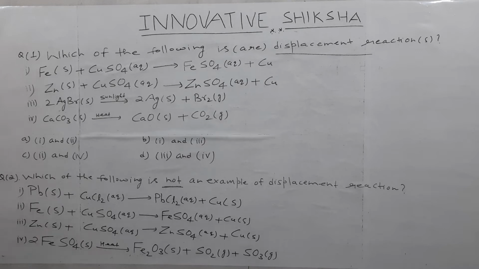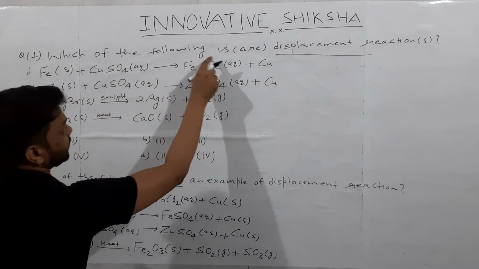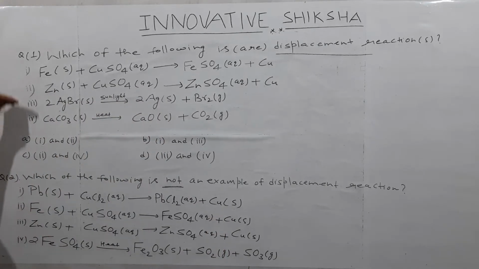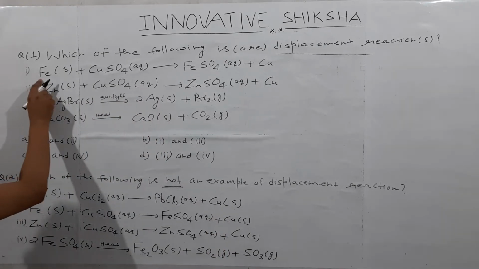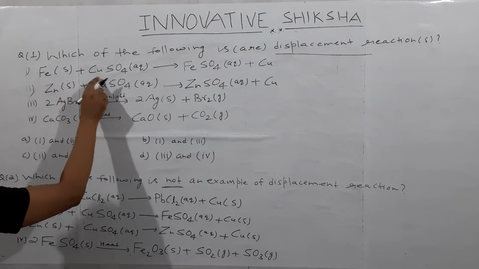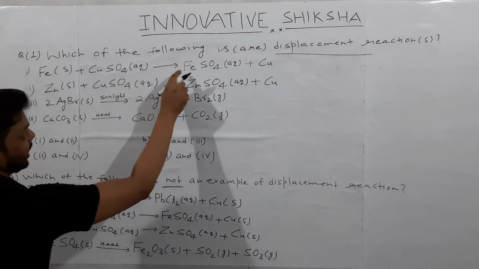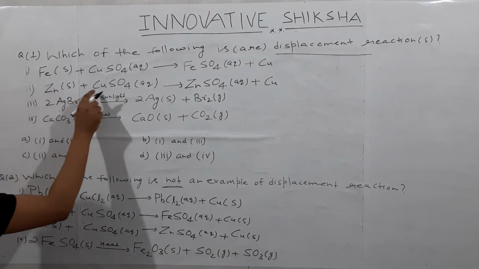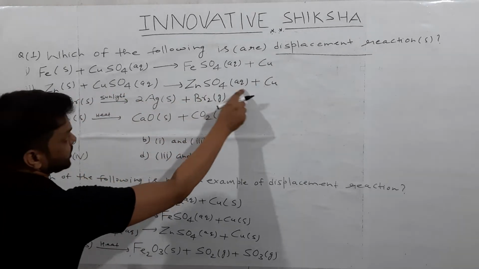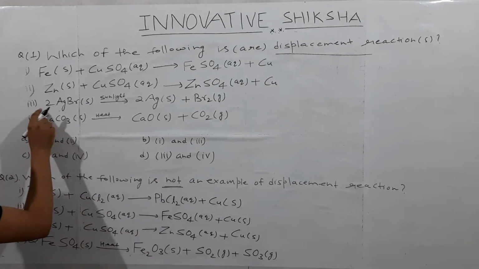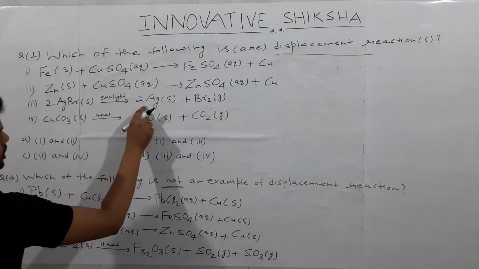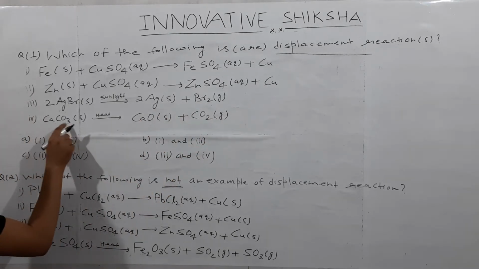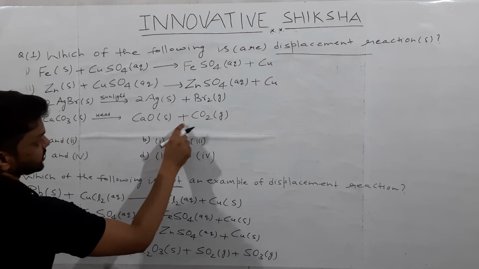The first MCQ says, which of the following is or are displacement reaction? You have four equations. The first equation is Fe, that is iron, plus CuSO4 copper sulfate gives FeSO4 plus Cu. Next is Zn plus CuSO4 gives ZnSO4 plus Cu. And the third is 2AgBr gives 2Ag plus Br2. And the last is calcium carbonate gives CaO plus CO2.